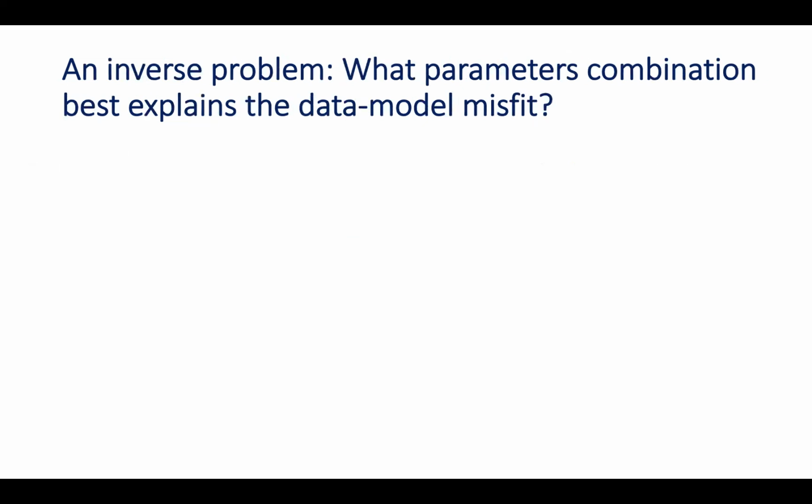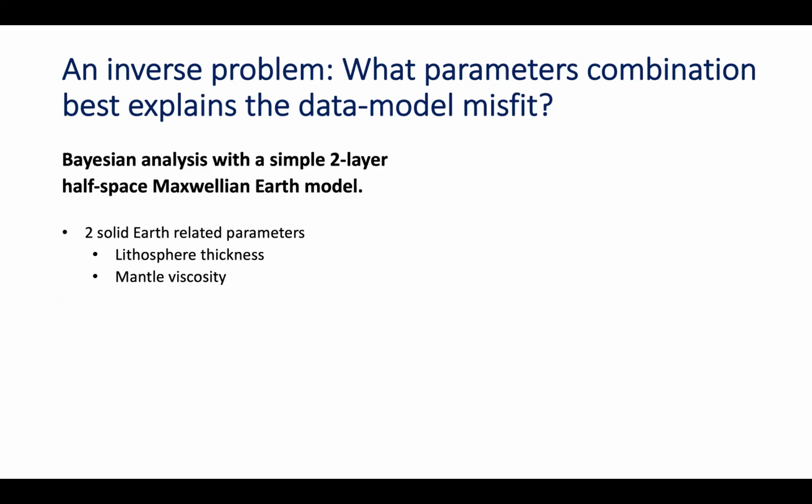Okay, so now we have a reasonably well-defined inverse problem. We are looking to find a proper combination of parameters that could best explain the data model misfit, for which we chose to use a simple two-layer half-space Maxwell model. The reason is that we had to run thousands of model simulations, and we wanted to make it more efficient computationally. And so we did this parameter space exploration within a formal Bayesian framework.